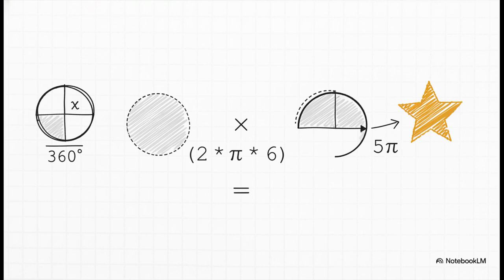We call our unknown angle x. So we have x over 360. That's the fraction of the circle. We multiply that by the full circumference, which is 2 times pi times the radius of 6. Then we just set it equal to the arc length they gave us, 5 pi. You write this down, and boom, 1 mark is in the bag.